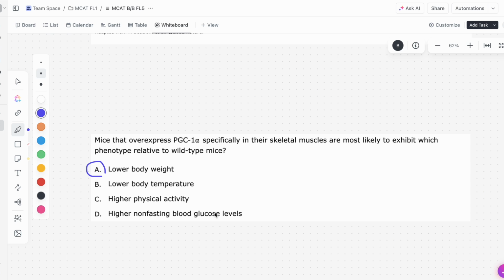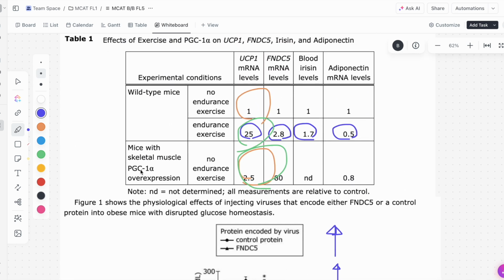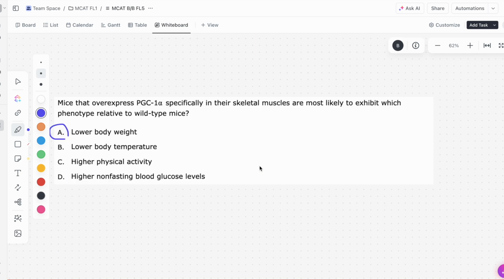Let's look at B, lower body temperature. So like I just said, remember, when you're uncoupling something from oxidative phosphorylation, instead of seeing higher levels of ATP, you dissipate that off as heat. So if you're dissipating heat, remember, PGC-1 alpha increases UCP1 levels compared to wild type without exercise. So the two orange groups we're comparing again. And if you're increasing UCP1 levels, you're creating more uncoupling, and more uncoupling means more heat. So you'll actually be seeing higher body temperatures, not lower.